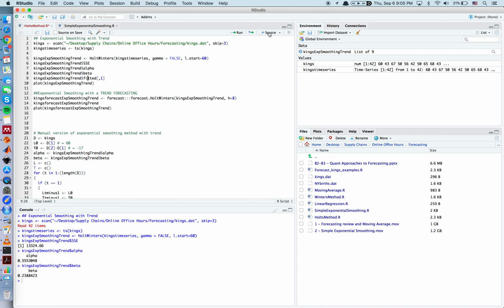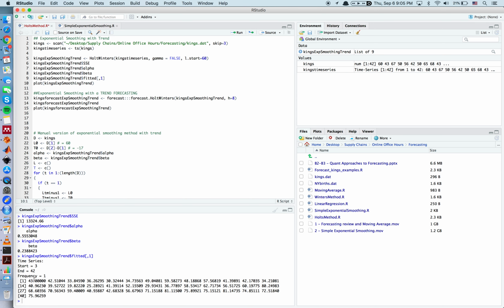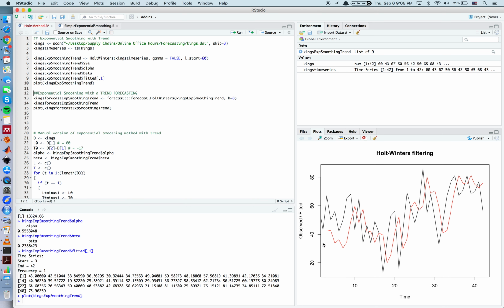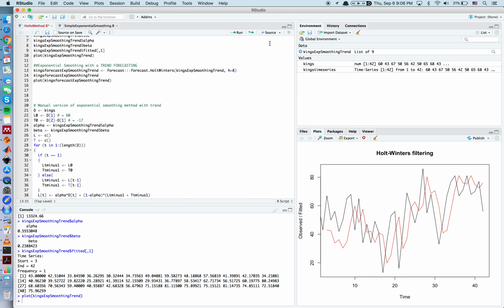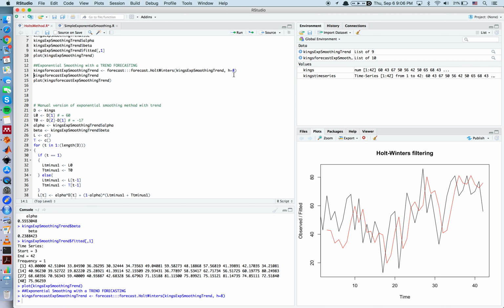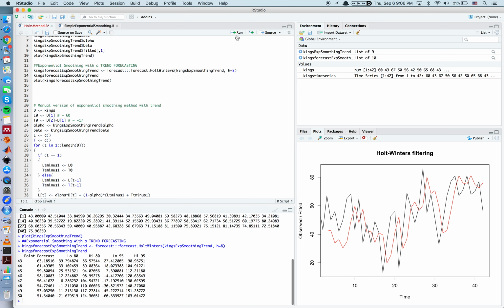You can also inquire about the smoothed values. This will be your L, and you can plot the results. And like before, you have your original data set and your smoothed version. Okay. Now we can also forecast much like before. Let's run this. We're going to forecast 8 periods into the future, and let's see how it looks.